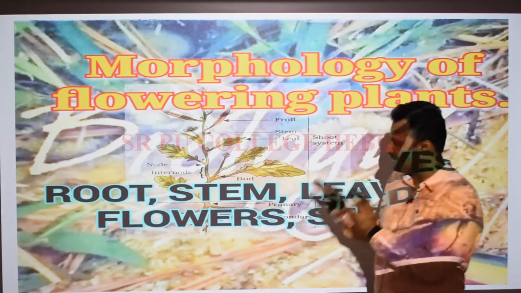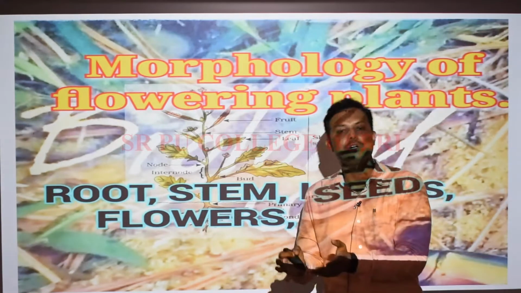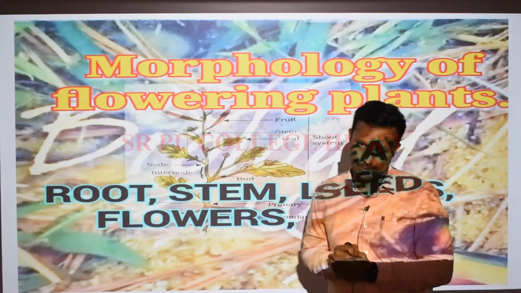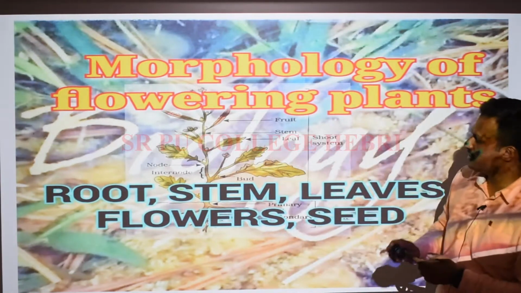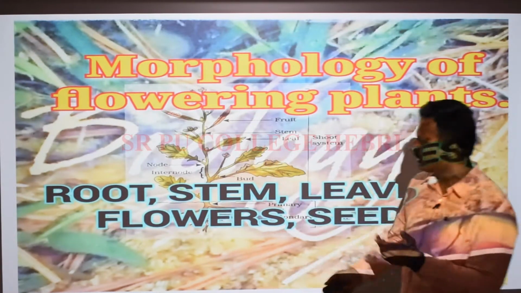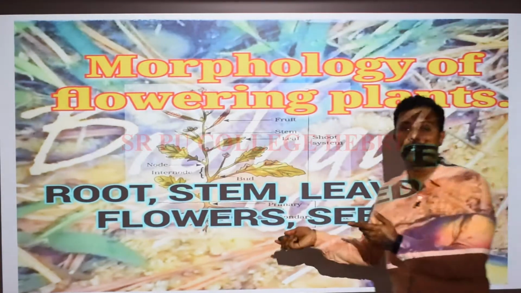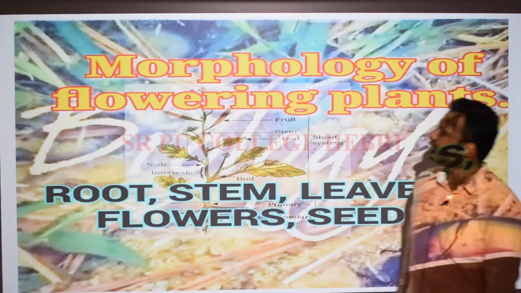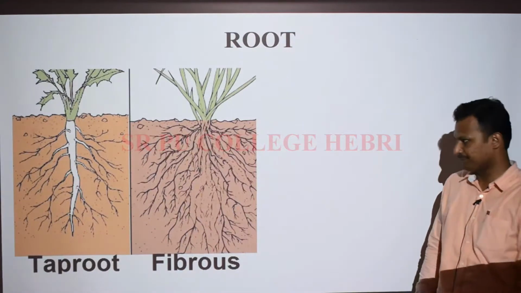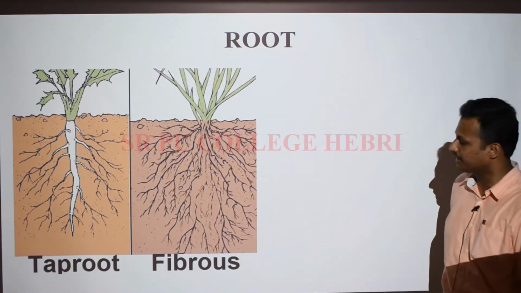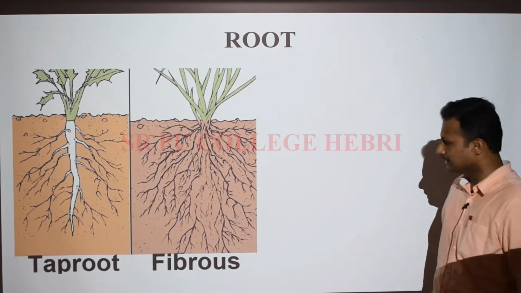Okay, so this is a class which will also give you a revision of all the aspects you have learnt in this chapter, right? So in the morphology of flowering plants, you have learnt about root, stem, leaves, flowers and fruits, and also the seeds. Okay, let us first start with the root. So you know what is a root, and different types of roots you have learnt, that is the tap root and the fibrous root.